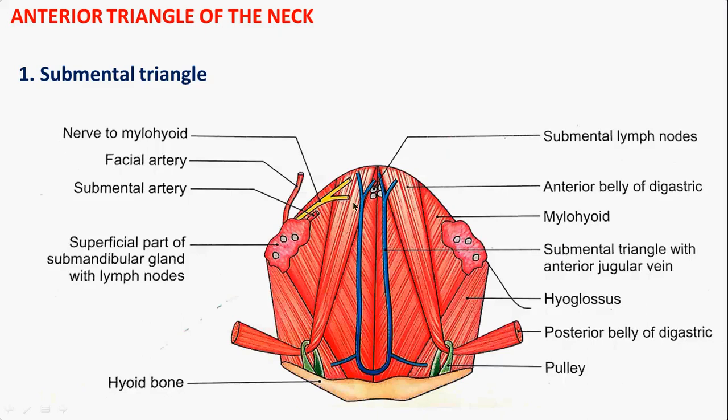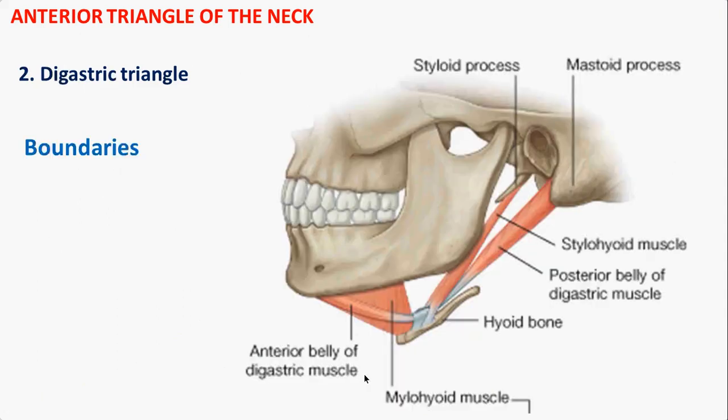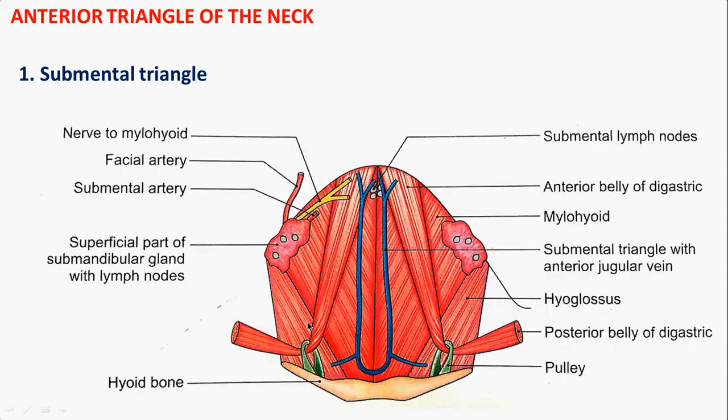Here also in this figure, this is the anterior belly of the digastric muscle, you can see, and this is the base of the hyoid bone, or you can say the hyoid bone. This is the apex and this is the base. Here you can see what are the floor, or you can say what are the contents.